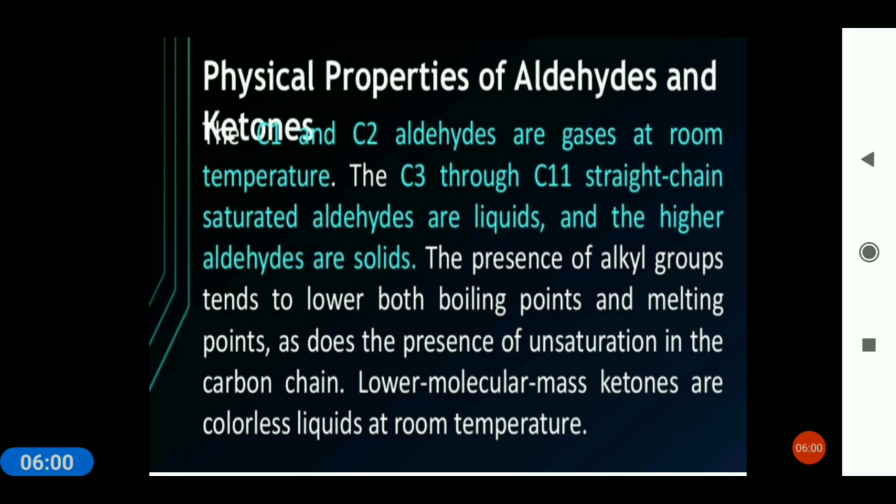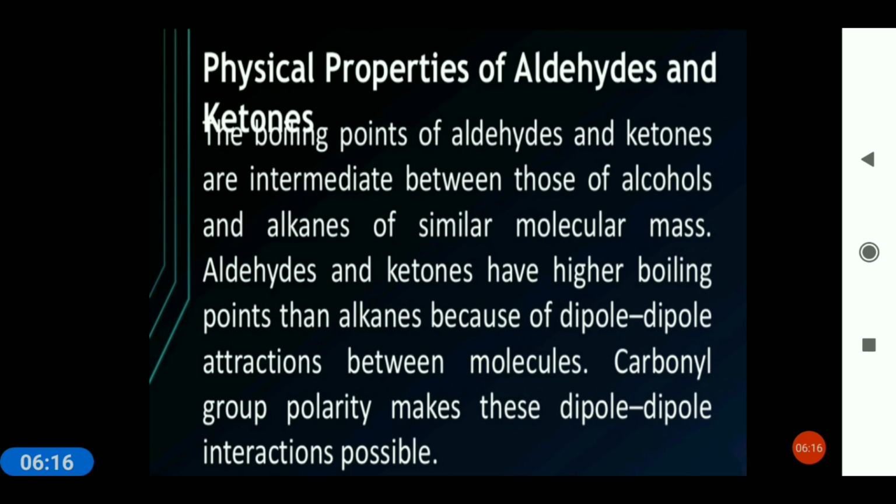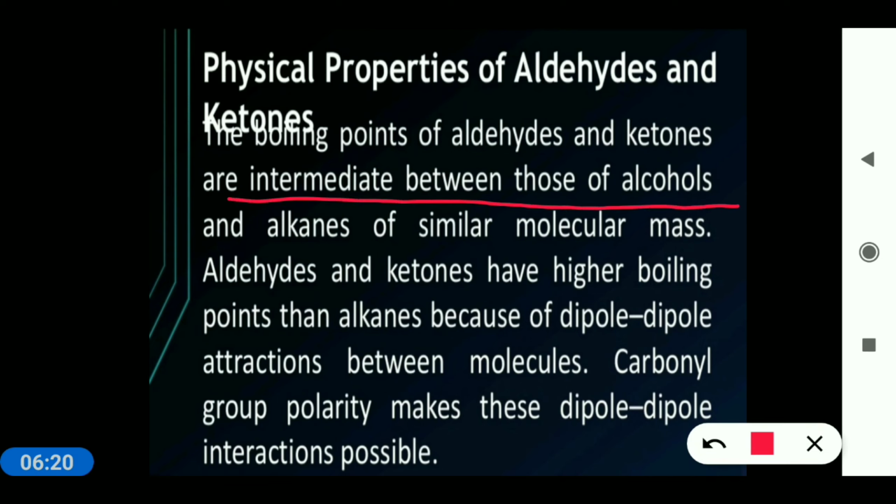Presence of an alkyl group tends to lower both the boiling point and the melting point, as does the presence of unsaturation. Lower molecular mass ketones are colorless liquids at room temperature. Now the boiling points of aldehydes and ketones are intermediate between those of alcohols and alkanes, meaning higher than alkanes but lower than alcohols.